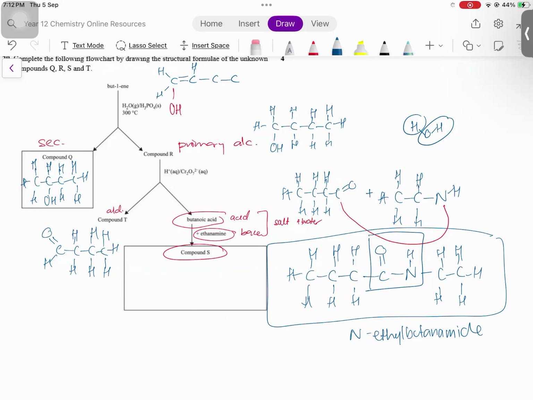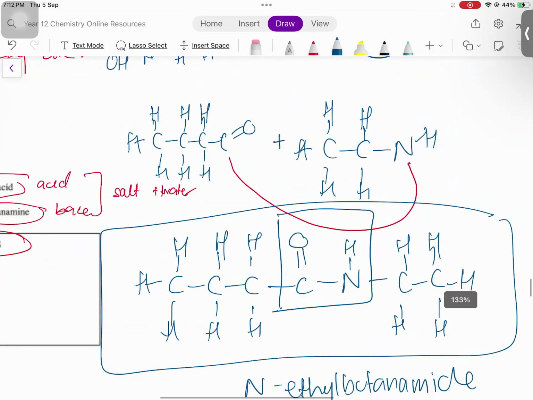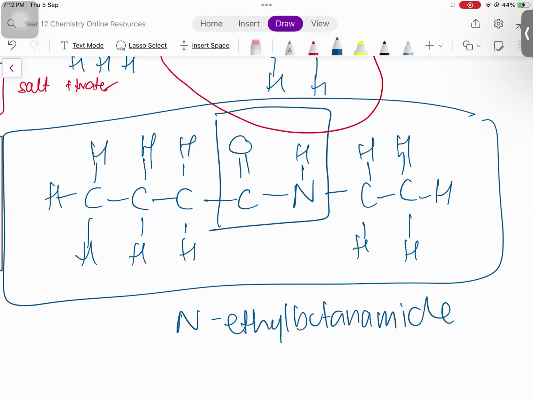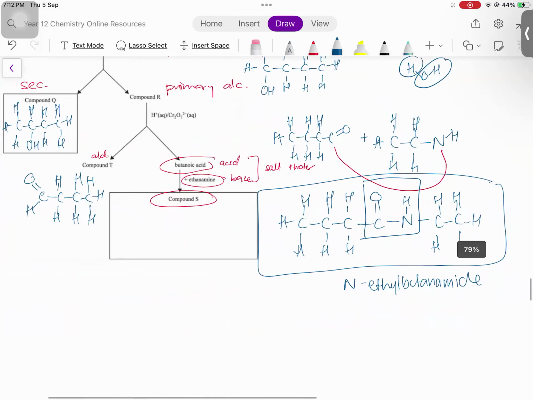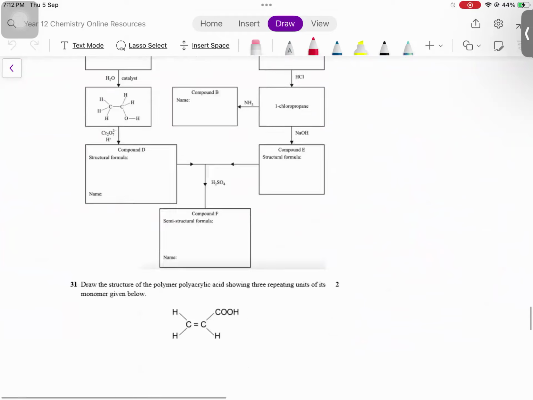So get rid of the OH, get rid of the H so that it makes the water, because acid plus base turns into salt and water. And the thing you have left over, stick them together to make your salt. So compound S is N-ethyl butanamide. Any questions? No. Okay.